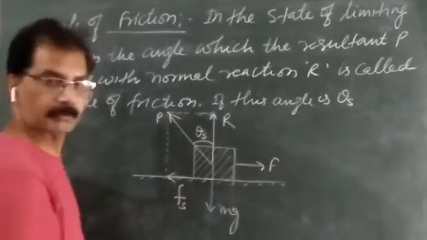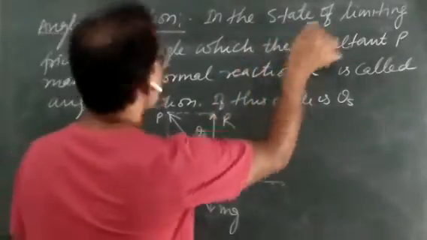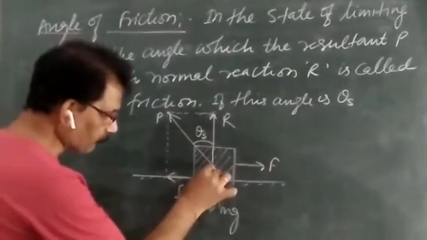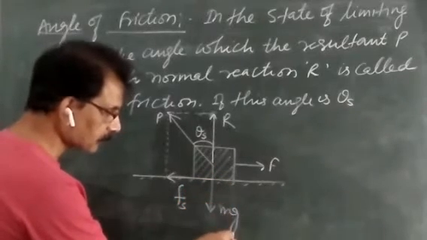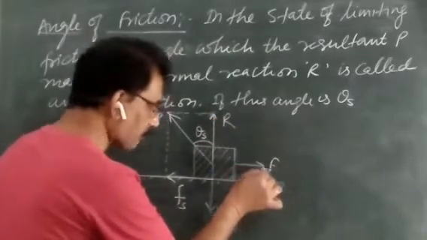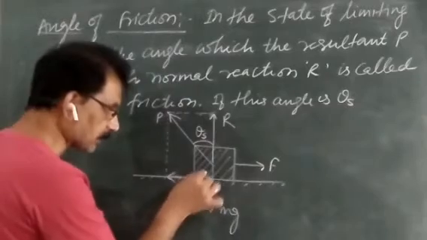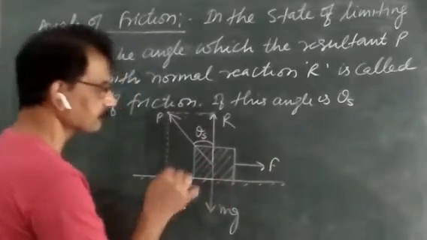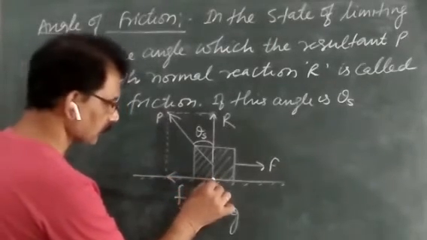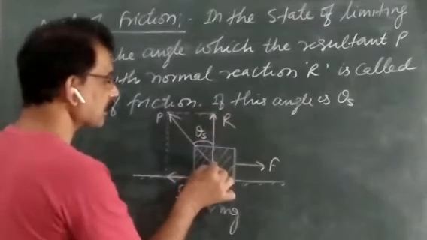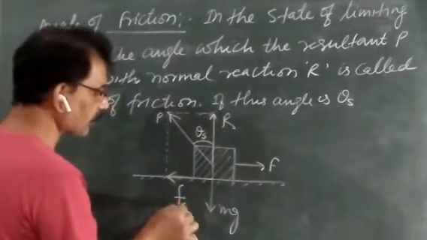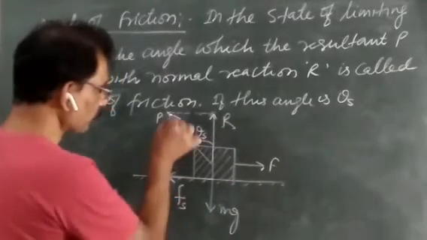And Fs is what here? This is in the state of limiting friction, means this one is the maximum static friction. In this case, the weight of this block mg will act downward. The normal reaction of this surface on this block will act upward. So now you see this one is Fs, the static frictional force. This one is the normal reaction R. The angle between them is 90 degrees. Suppose the resultant of this normal reaction R and this frictional force Fs is P.